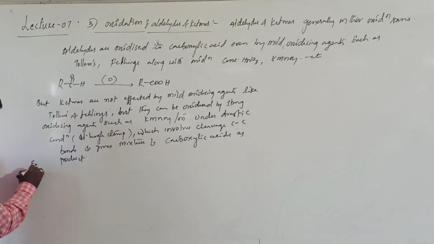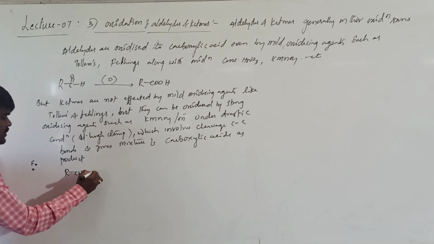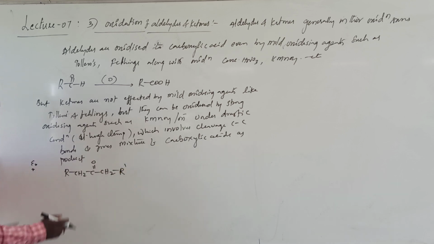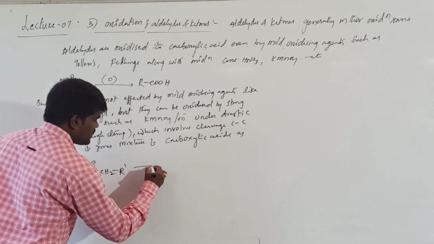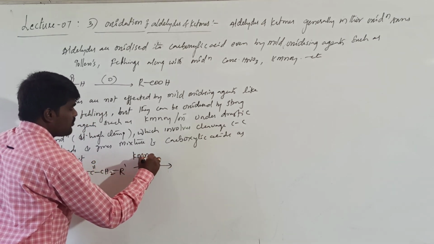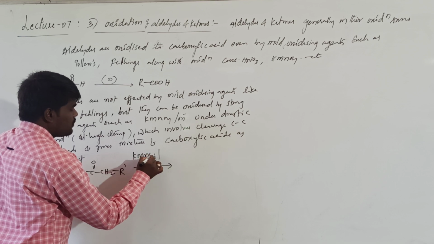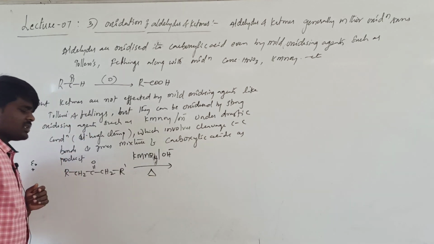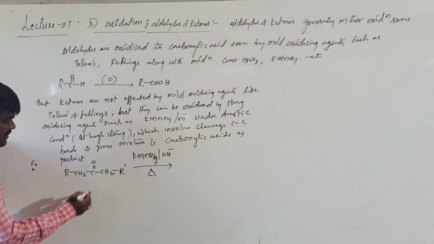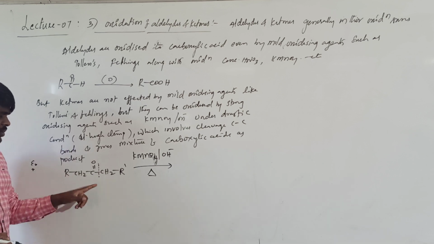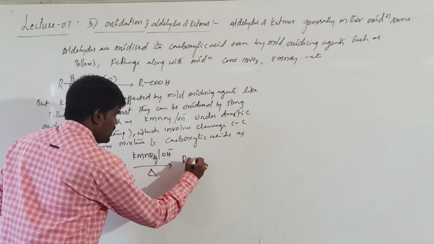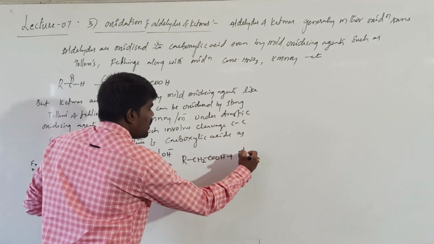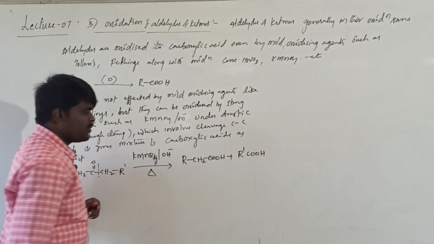Suppose you take a ketone with the general formula RCH2COCH2R', assume these two R groups are different. If you subject it to oxidation by KMnO4 in basic medium, the OH minus indicates basic medium, on heating there are two possible ways of oxidation. Either this bond may be broken here. If this bond is broken, what are the products? You will get RCH2COOH plus RCOOH. This is one possibility.